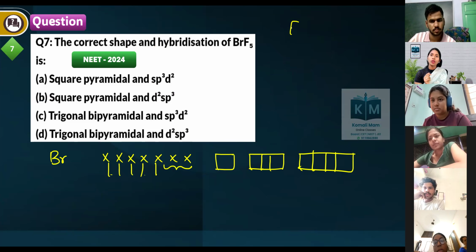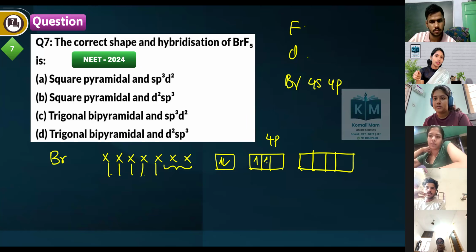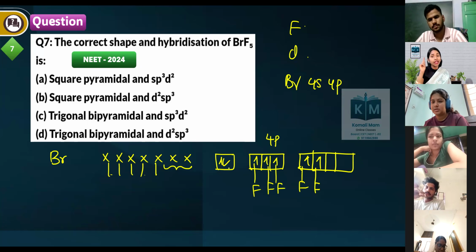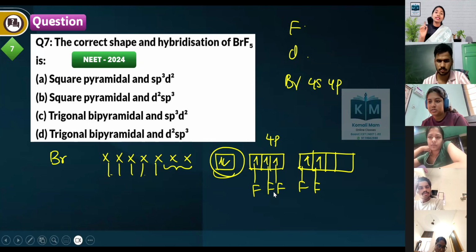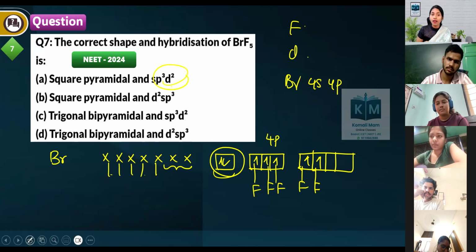So it is fluorine, chlorine, bromine. This is 2s 2p, 3s 3p, 4s 4p, right? In 4s there are 2 electrons, in 4p, 5 electrons. 2 electrons are jumped here. Now it is combined with each fluorine after hybridization. After hybridization, in one hybrid orbital, one lone pair of electrons is present as in sp3d2. So its hybridization is sp3d2. Clear? Now square pyramidal, sp3d2.